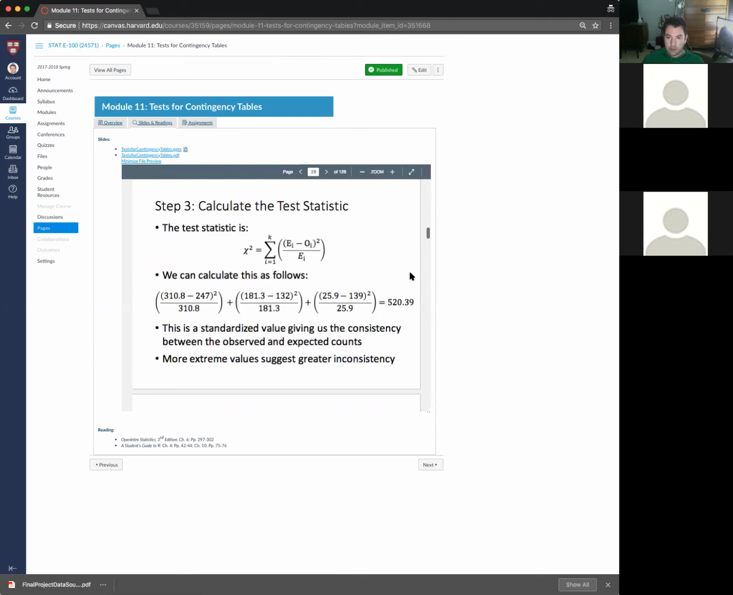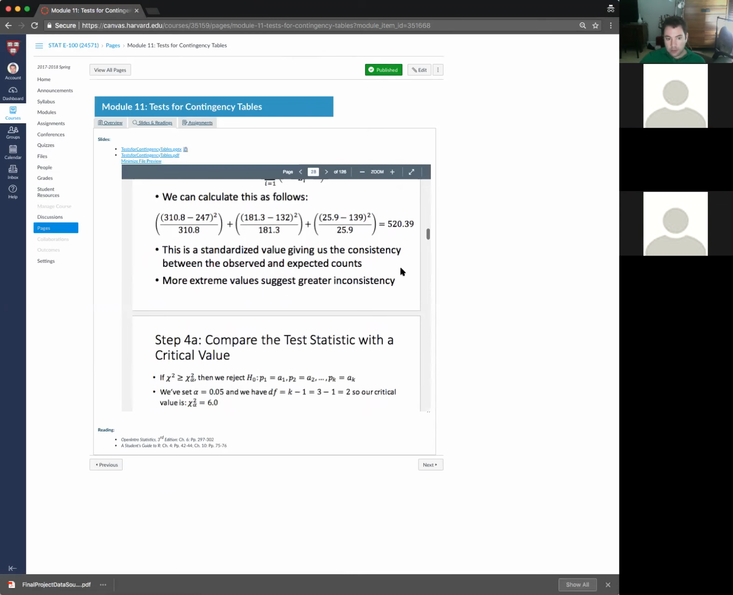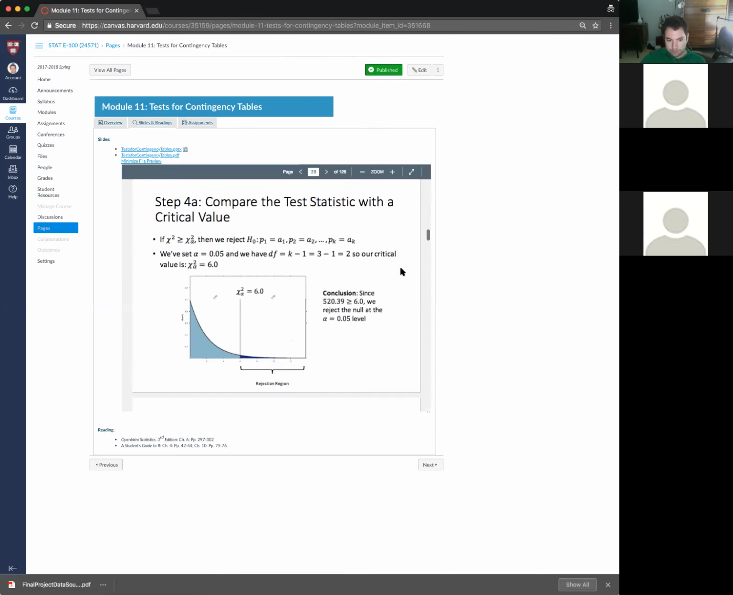Yeah, you got it, Michael. That's right. So you'll reject the null hypothesis that the expected proportions are equal to the observed proportions. And you'll conclude with the alternate, which is that at least one of them is not the same, right? And that makes sense. This is a very significant result, because 520 is a lot greater than 6, right?